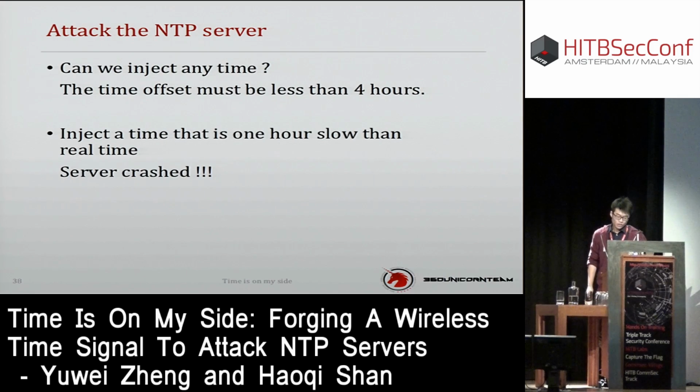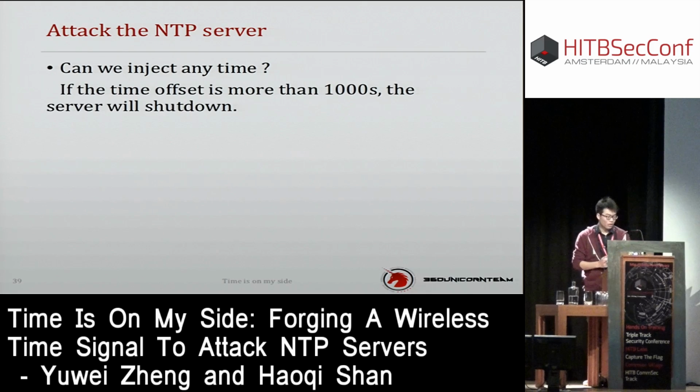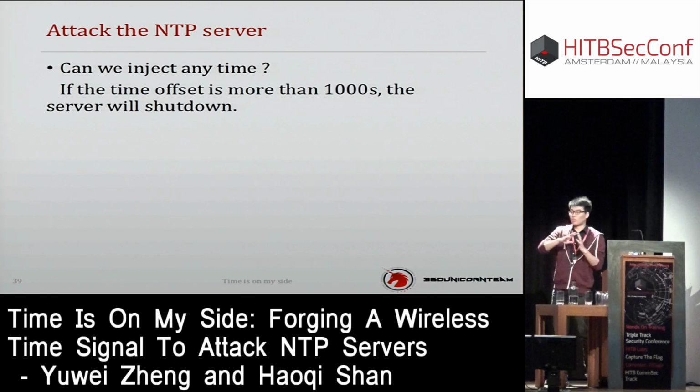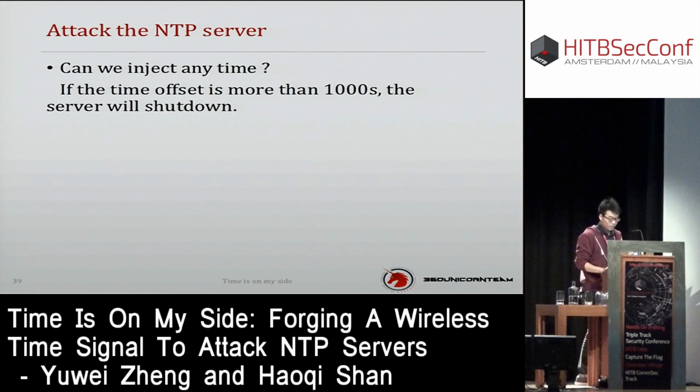But after we tried to inject 1 hour behind, that is, slower than the real time, the NTP server just lost its connection. Why is that? It means there are actually more limits in there. We tried to find out, and we found that if the time offset is more than 1,000 seconds, the server will shut down. So it's not just 4 hours; 4 hours is the first limit, and the next limit is 1,000 seconds. That's the NTP implementation.